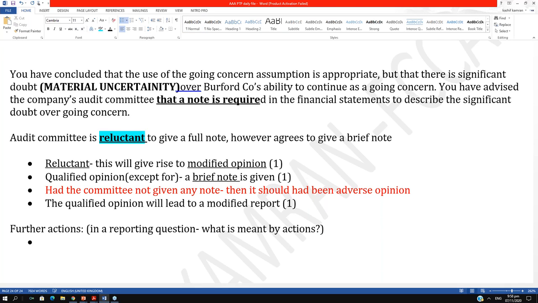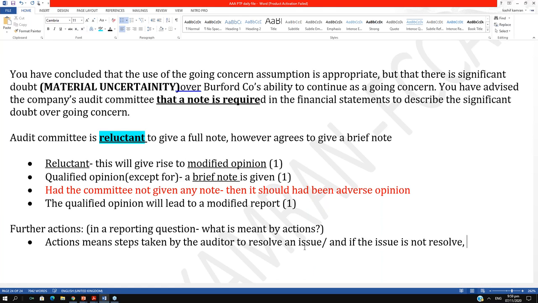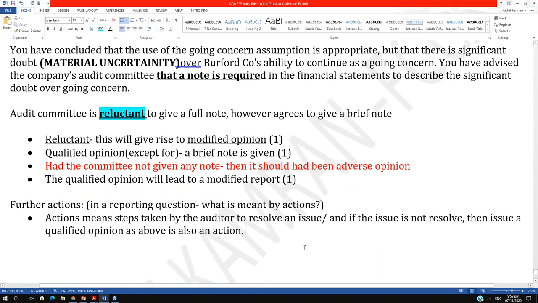Write this answer with all of you, please. Actions means steps taken by the auditor to resolve an issue. And if the issue is not resolved, then issuing a qualified opinion, as above, is also an action. Read this statement carefully. Action means steps taken by the auditor to resolve an issue. And if the issue is not resolved as above, a qualified opinion is also an action.